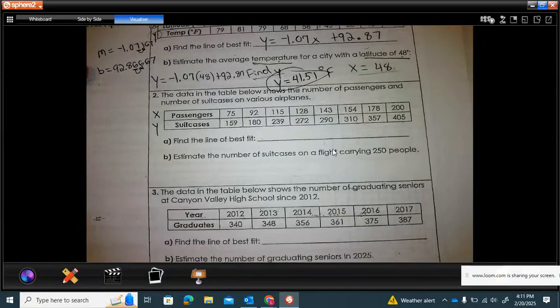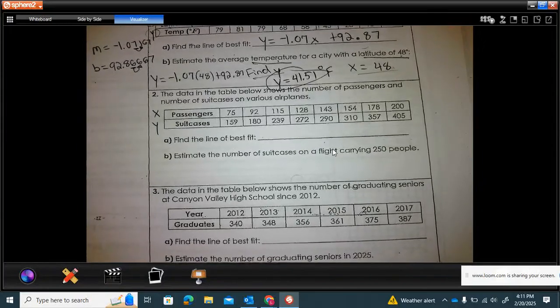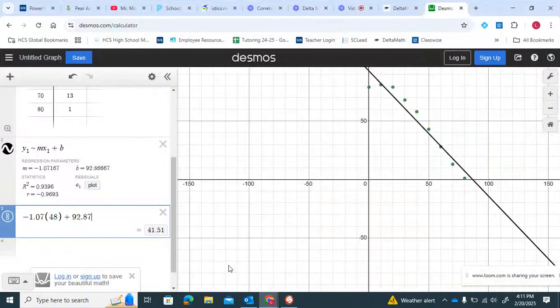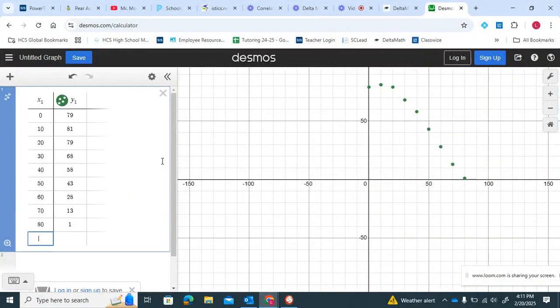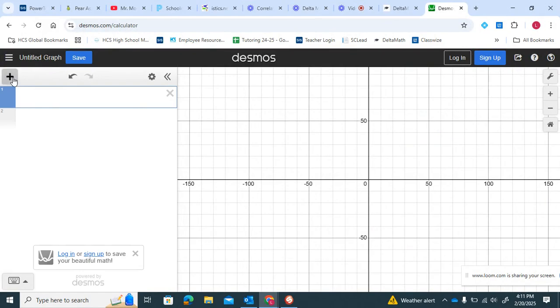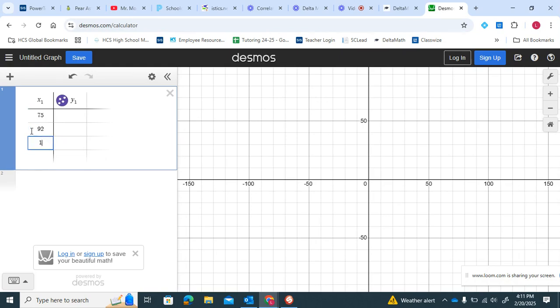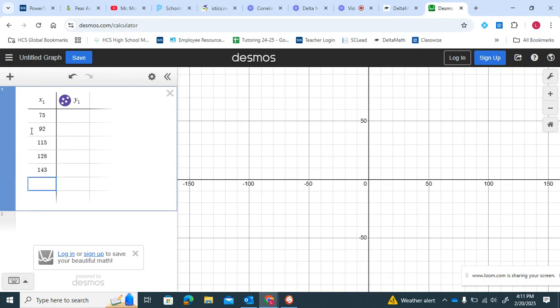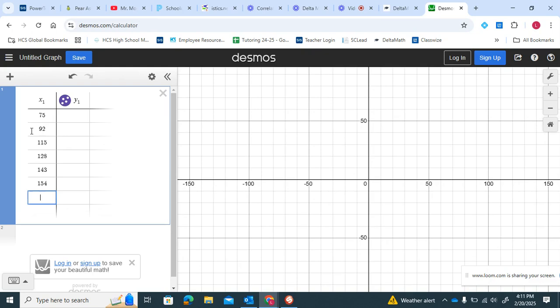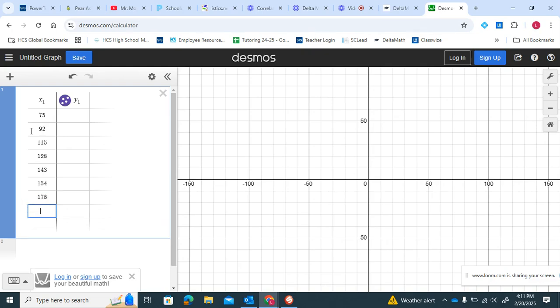But anyways, passengers is X, suitcases is Y. So I'm going to create a new table. I'm just going to totally exit out everything. I'm going to do plus table, and I'm going to type in my passengers: 75, 92, 115, 128, 143, 154, 178, and 200. It's a lot of typing in, but again, it does most of the math for you. It's way easier than using the graphing calculator.